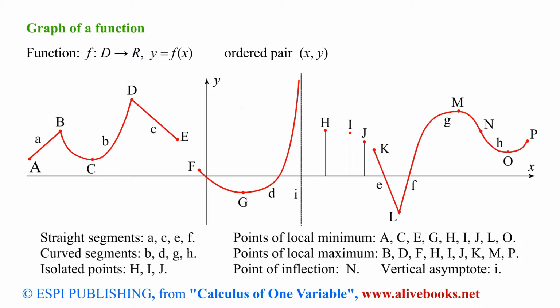This example contains almost every possible behavior of the function. It contains straight and curved line segments, points of local minimum and maximum, isolated points, a point of inflection and a vertical asymptote. This graph must be studied carefully, since parts of it may appear in many graphs representing specific functions. Let us see now some specific examples of graphs.